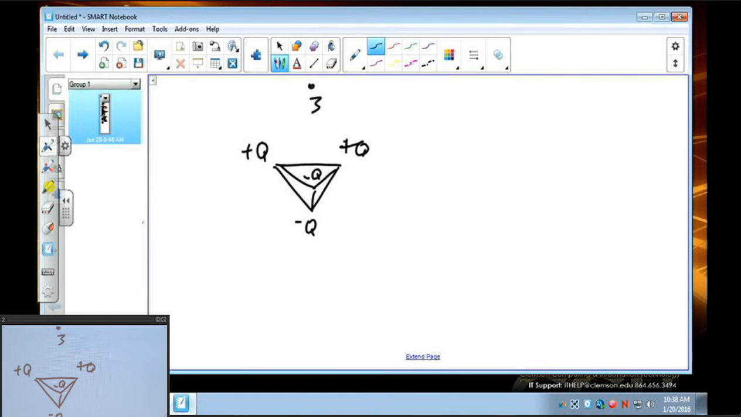How many pairs are there? Have four charges, how many pairs? No, six pairs. How many edges are there on a tetrahedron? There's 6. You can see I drew all 6 of them there. So there's six edges. So every edge represents a pair. So there's 6 terms involved in this.